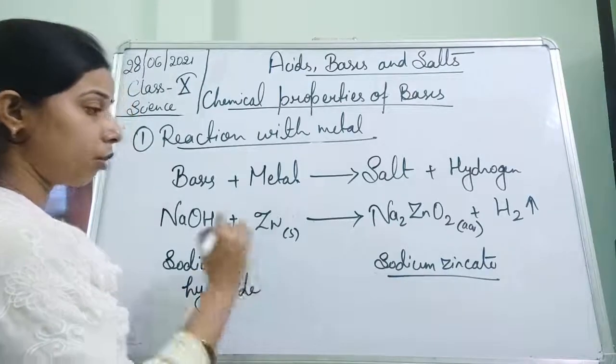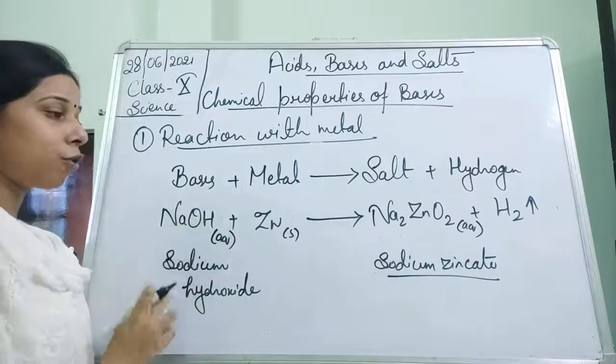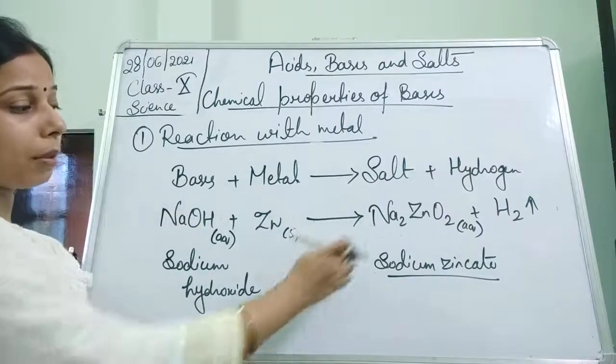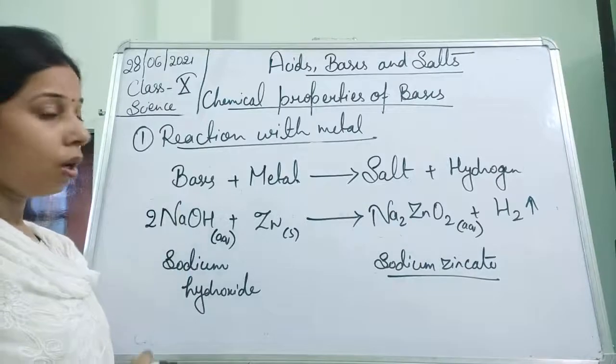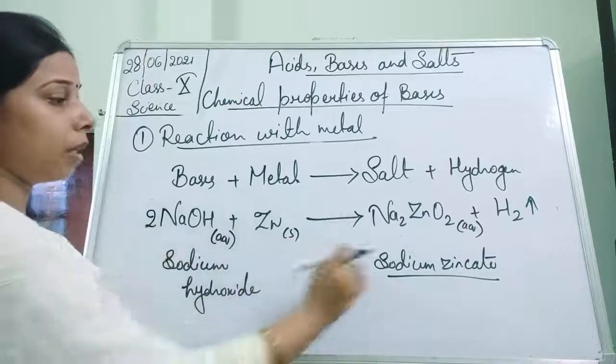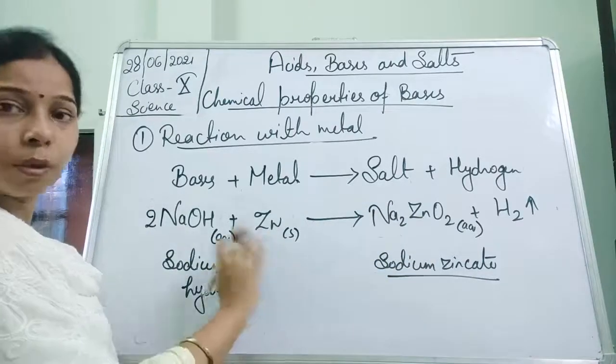This is called sodium hydroxide. Now we have to balance it also, students. The sodium here is 2, here it is 1. So we will balance it by writing 2 here. Now sodium is balanced. What about zinc? Zinc is 1 only. Zinc is here also 1, so it is balanced.